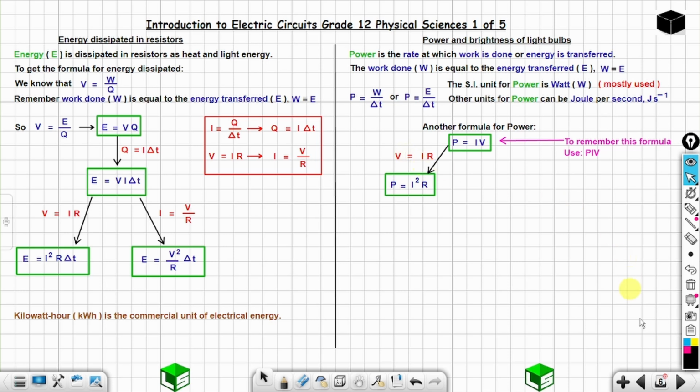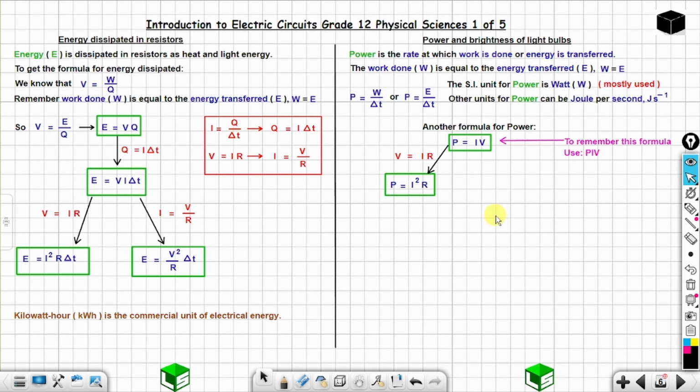Let me explain. So the power is equal to current times voltage. Now you substitute current times resistance. Now you have the current squared times resistance.